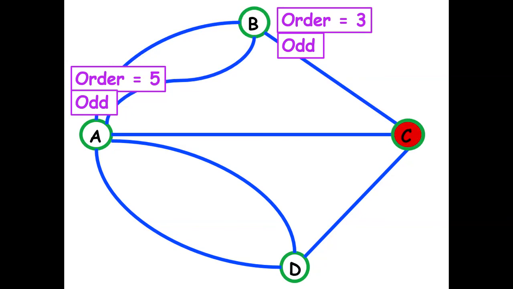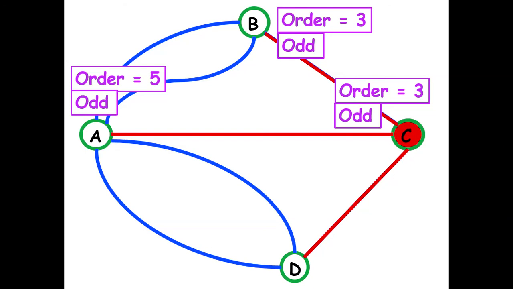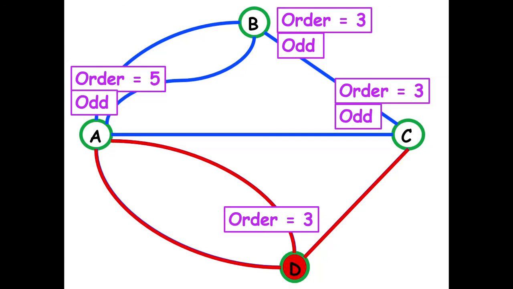Now let's try node C. C has got 1, 2, 3 arcs that go into it, so its order is also 3. 3 is an odd number, so it is an odd node. Last but not least, we need to do node D down the bottom, and node D has got 1, 2, 3 different arcs that go into it, so its order is 3. 3 is an odd number, so it is an odd node. So this is what I end up with: each of my nodes now has an order and whether it's odd or even written next to it.